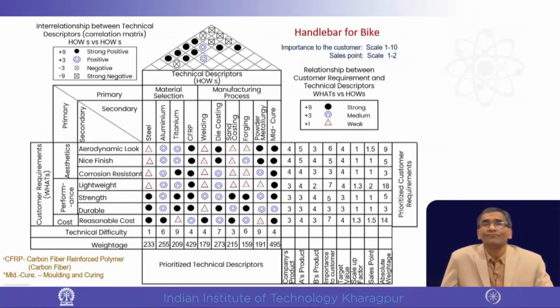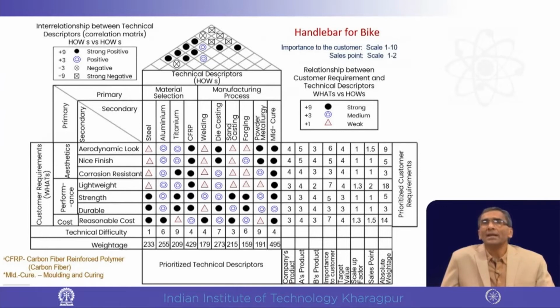So, what is this? Here you see on the left hand side, the customer requirements, or what is required. When I say what is required, then how it will be met. So, what and how is the name of this game. On top you see these are hows, quite a few hows, which are known as technical descriptors, or you can call them engineering requirements or design requirements.